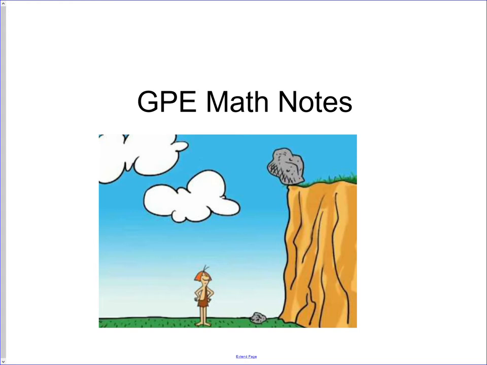If we take a look at this picture, we have a rock on the edge of a cliff. As we've gone over already, this has a lot of gravitational potential energy because of its height from the ground. What we want to do today is find out how to calculate that from a mathematical perspective. All right.